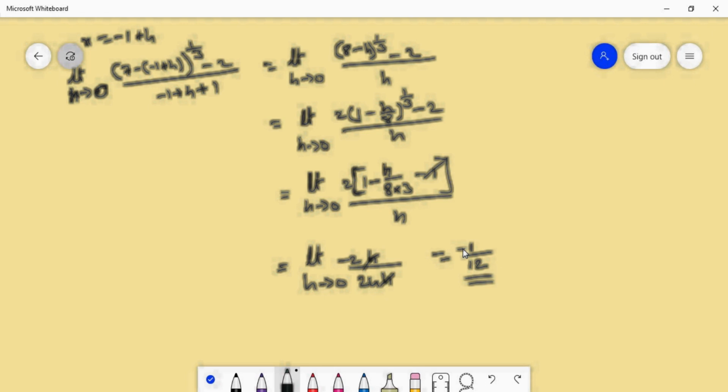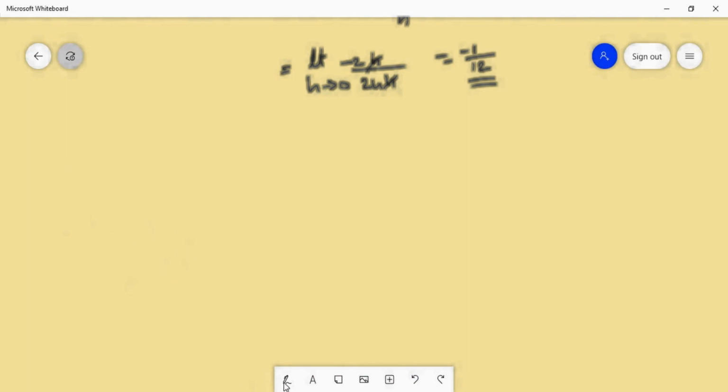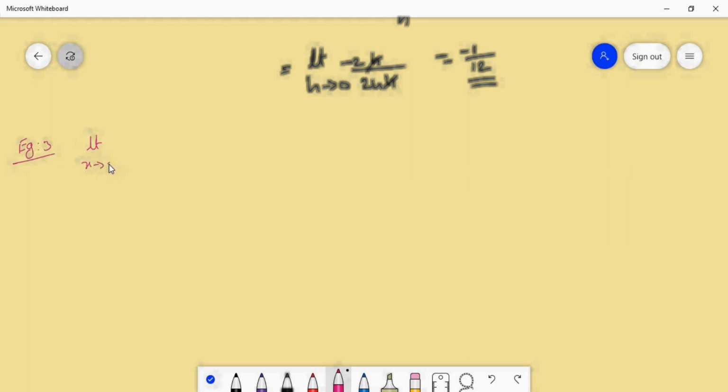Okay, and one more problem we'll do, then we get some clarity on the binomial expansion. Limit x tends to 0, cube root of (1 plus x cubed) minus 4th root of (1 minus 2x), whole divided by x plus x square.